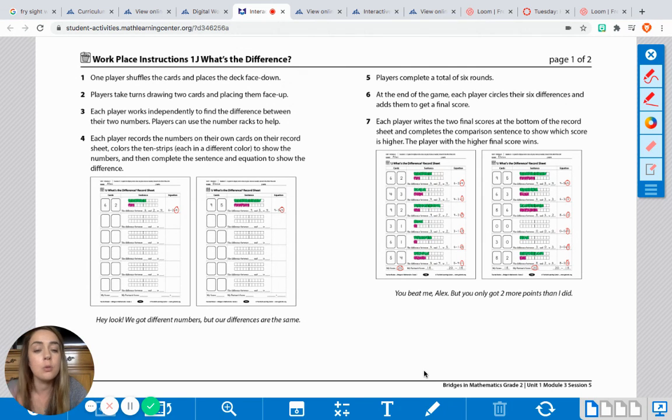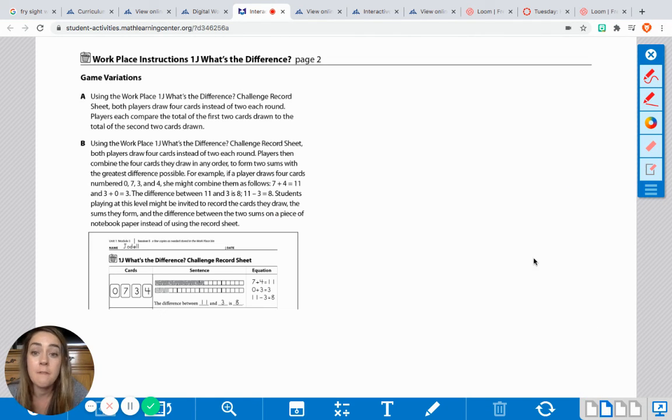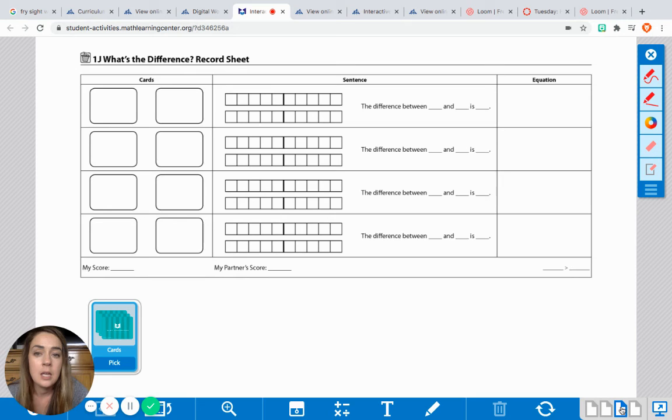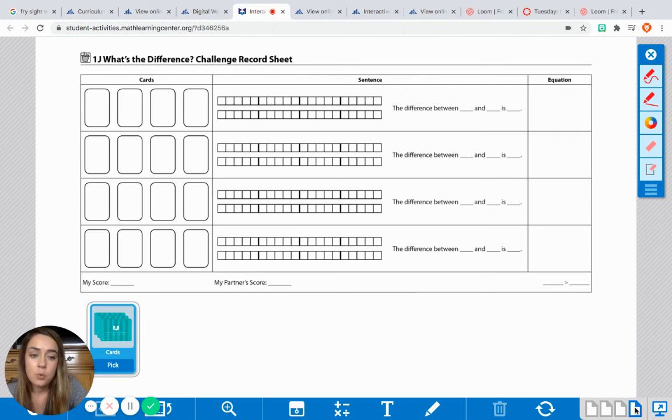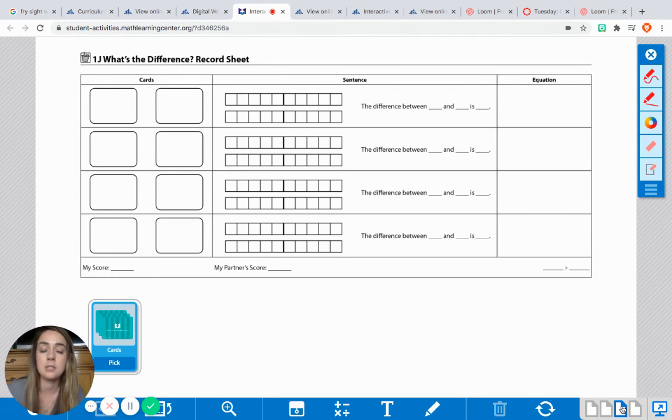It gives you two game boards. It's the directions on the front page, then a variation on the second page. Then it gives you this game board and this game board. I will show you how to play both ways, but I encourage you to play the more challenging sheet because you're second graders. So here we are. I'm going to start on this sheet.